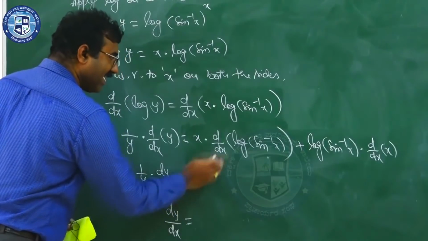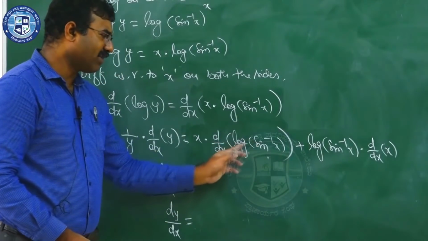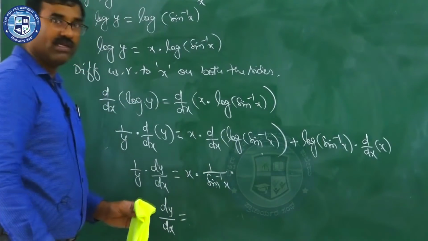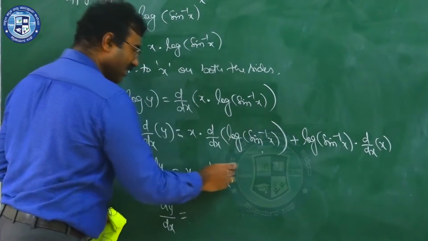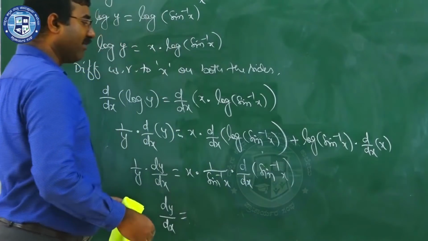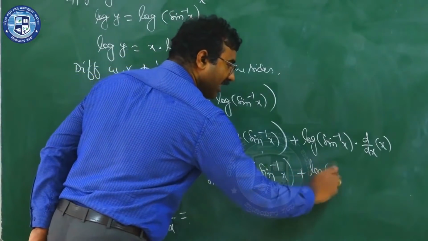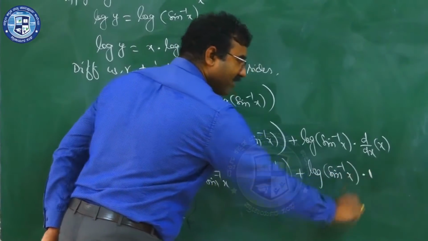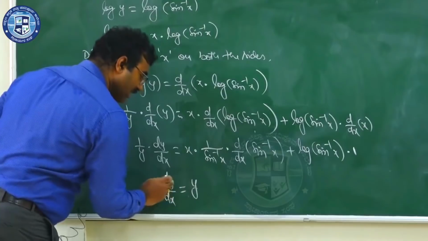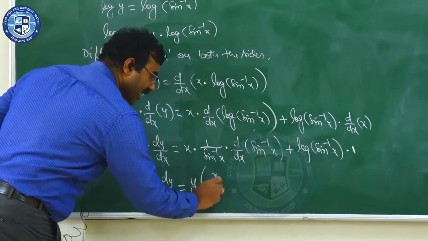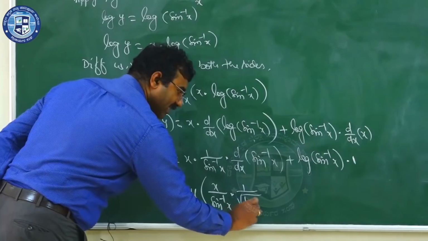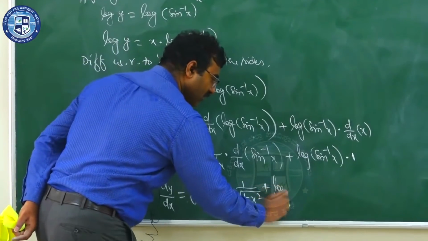So x into, here you assume it as log x. What is d by dx of log x? 1 by x, so 1 by sine inverse x into, because it's not x, it's the derivative you have to consider, d by dx of sine inverse x, plus log sine inverse x into d by dx of x, which is 1. Now you bring this y to the other side. So dy by dx is equal to y into x by sine inverse x into d by dx of sine inverse x, which is 1 by root of 1 minus x square, plus log sine inverse x, right?